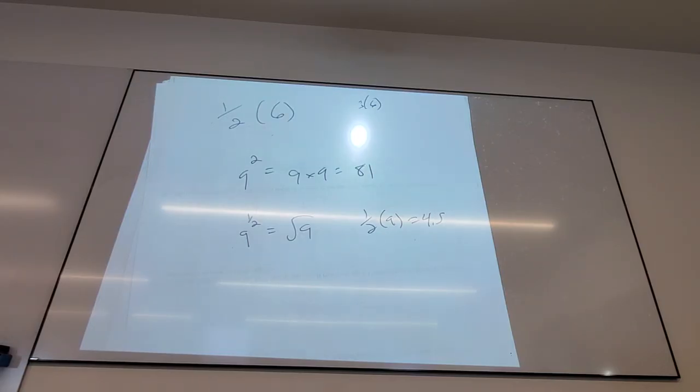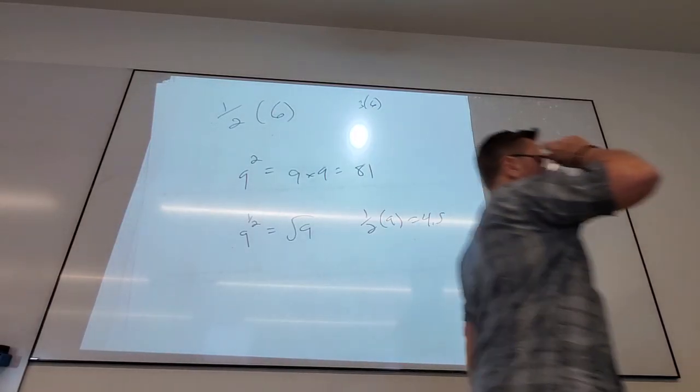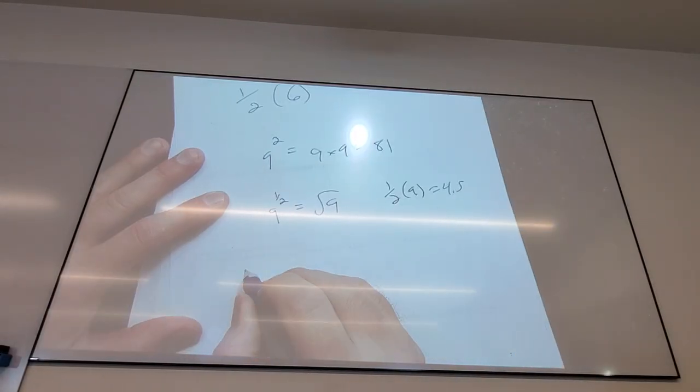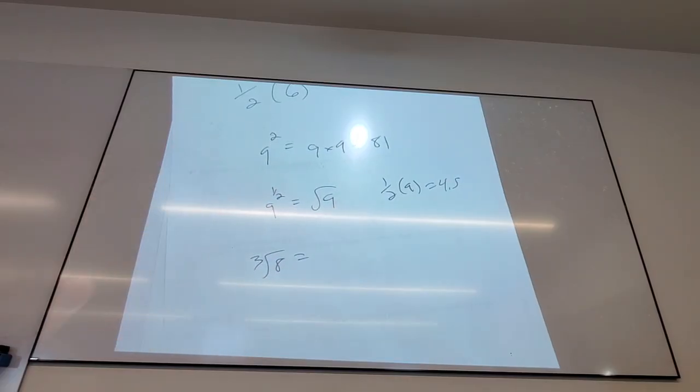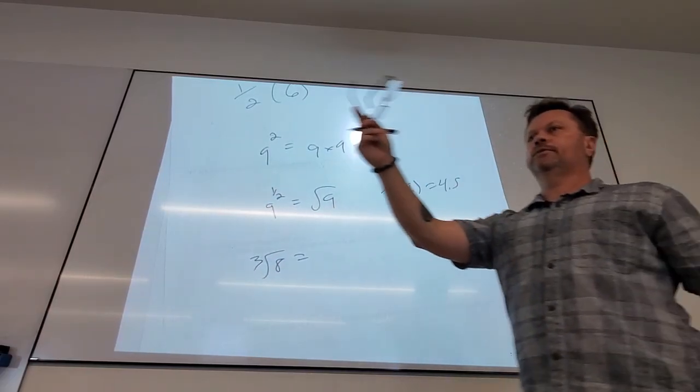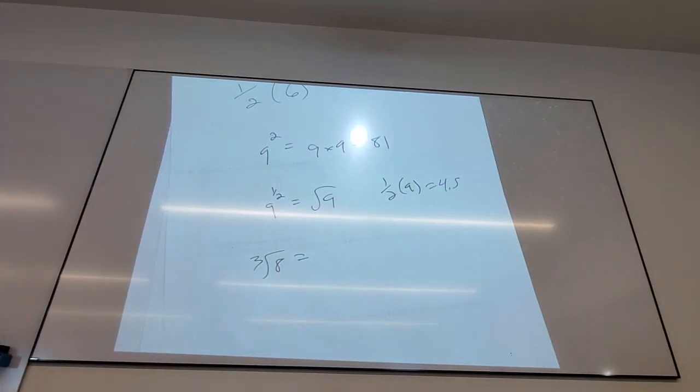How would I write a cube root then? What's a cube root do? It cuts it in thirds. So how would I write a cube root as a power? Square root of 9 is 9 to the 1/2 because the square root cuts things in half multiplicatively. Cube root of 8, how could I write that in a different way? How would I write that with a fractional power? You just told me. What does a cube root do to something?